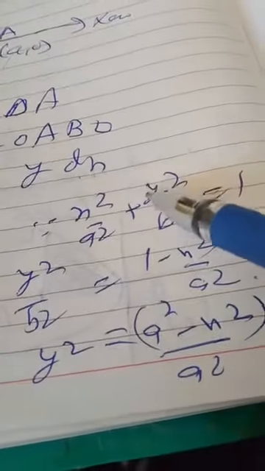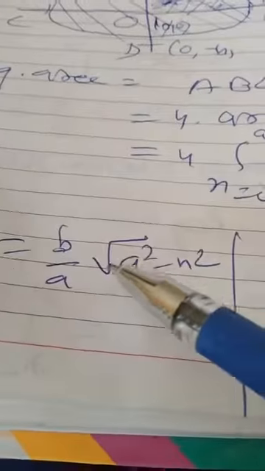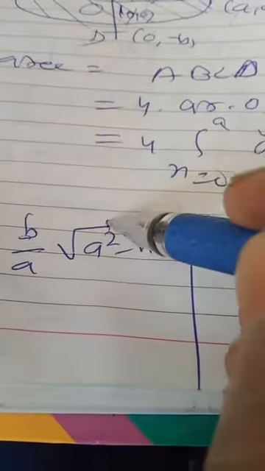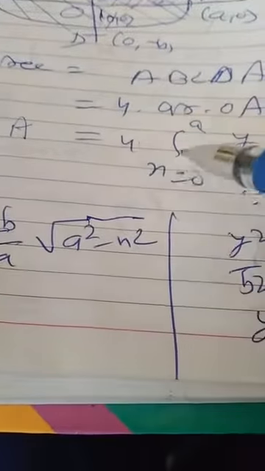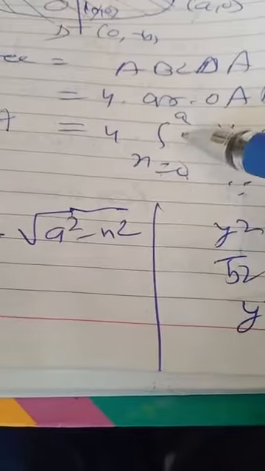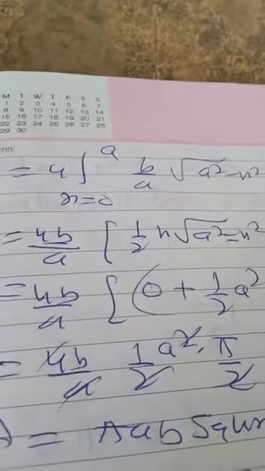So y square by b square equals to 1 minus x square upon a square. Taking LCM, that is a square minus x square upon a square, and transferring b square by a square, taking the square root, we get y equals b upon a root over a square minus x square. So the required area capital A becomes 4 times the integral from x equals 0 to a of y, that is b upon a root a square minus x square dx. That is the total area.